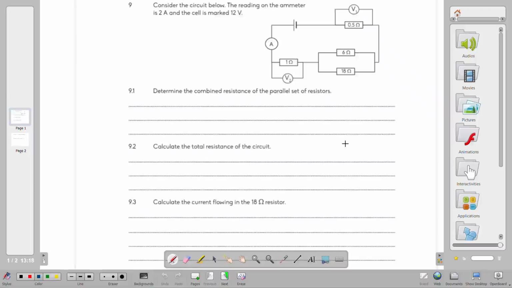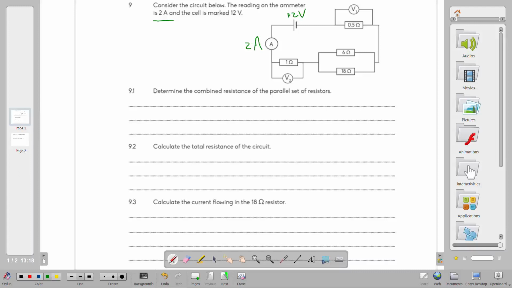Hello grade 10s. This is a quick walkthrough of question 9 of exercise 13 in your textbooks, just to give you an idea of how to approach these questions. Okay, let's take a look at what's given to us. It's important to read. They tell us that the current on the ammeter is 2 amps. So the current here is 2 amperes and the cell is marked as 12 volts.